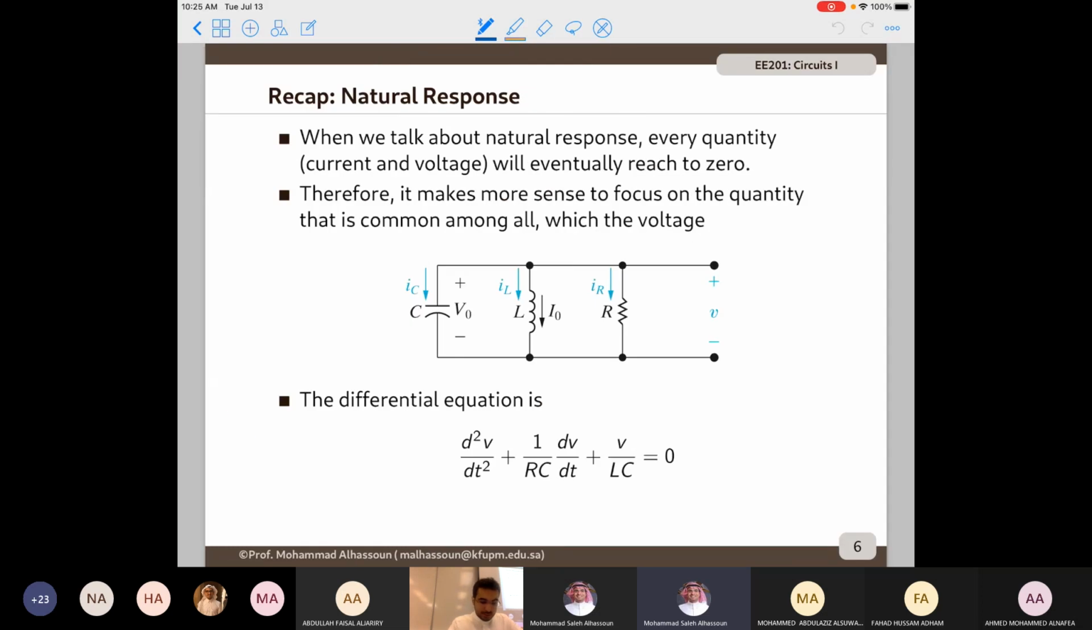Okay, so when we started this chapter, we started with the natural response. When we were deriving the natural response, we were concerned about the quantity that's common, because we know for sure that the currents and the voltage should eventually reach zero. So let's focus on the quantity that we are interested in, and that's the differential equation that we derived.